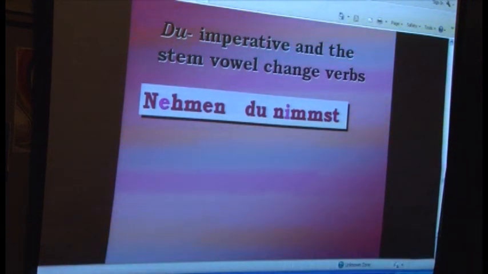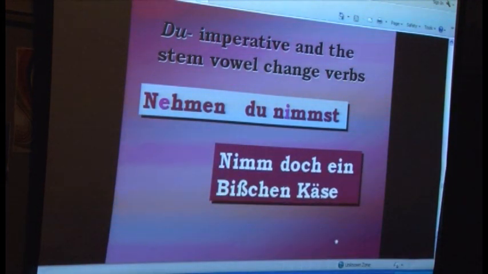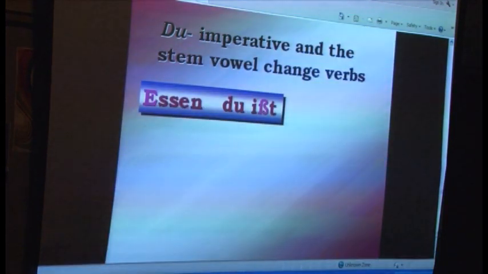Nehmen changes the vowel. Ich nehme, du nimmst. So, nimm ein Stück Kuchen. Take another piece of cake. Ja? Nimm noch ein Stück Kuchen. Nimm doch ein bisschen Käse. Take a little bit of cheese. Ja? Nimm doch ein bisschen Käse.